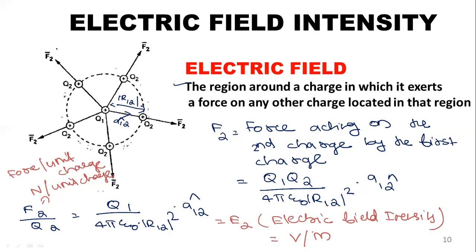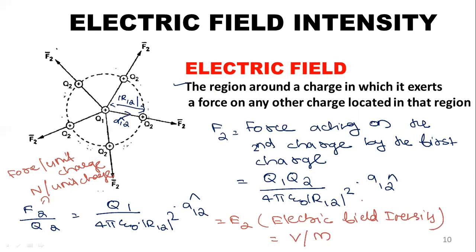You can see that force is a vector quantity, as you have seen in the last class. Similarly, the electric field is also a vector quantity, because it has magnitude as well as direction. This is the magnitude and this is the direction, the unit vector. So that is the electric field intensity.